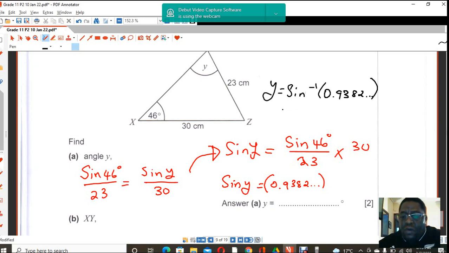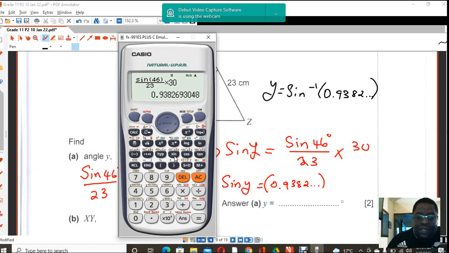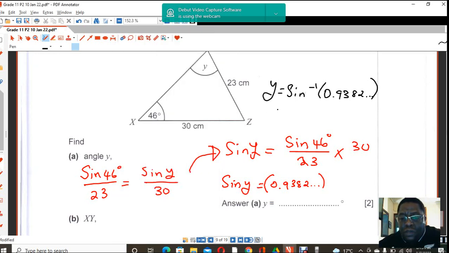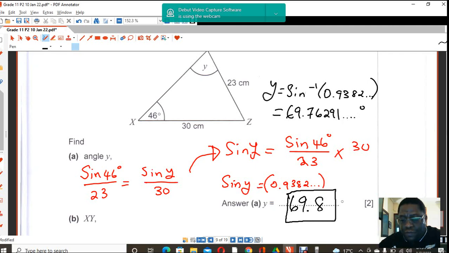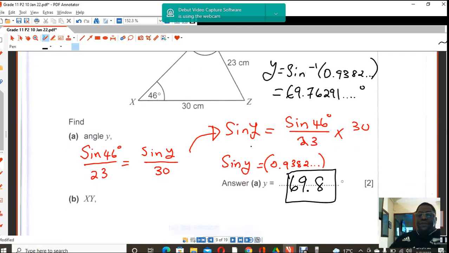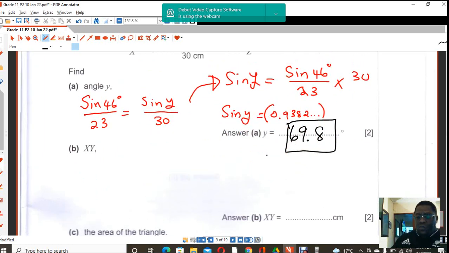0.9382 and so on. All right, then remember we are supposed to give our answer to one decimal place because it's the angle size. Okay, so I'm going to find the inverse sine, so shift inverse sine of my previous answer there. Hit enter. 69.76291, and so on degrees. So to one decimal place it's going to be 69.8 degrees. Okay, you with me so far? It's quite a lot of work, but it's quite helpful.